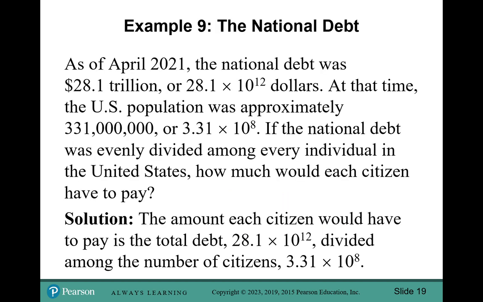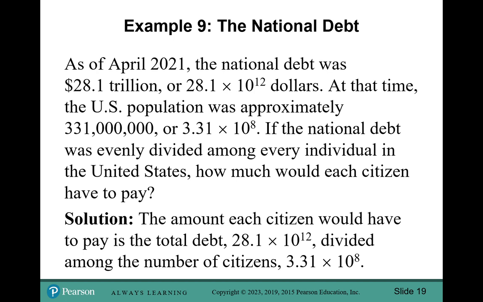Let's try to use this in terms of an actual problem. As of April 2021, the national debt was 28.1 trillion, or 28.1 times 10 to the 12th dollars. At that time, the U.S. population was approximately 331 million, or 3.31 times 10 to the 8th.